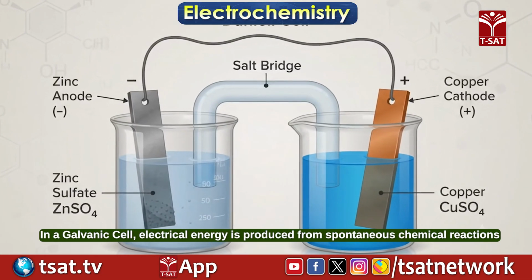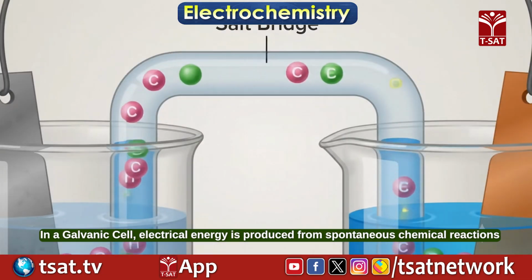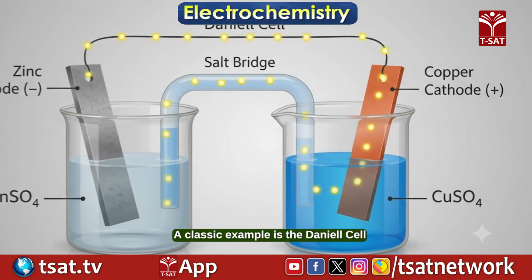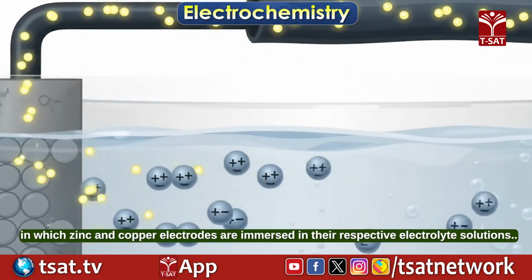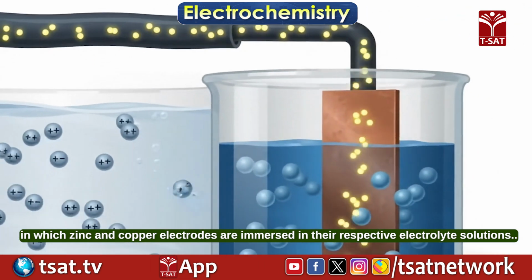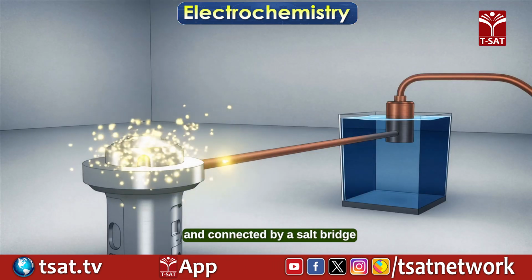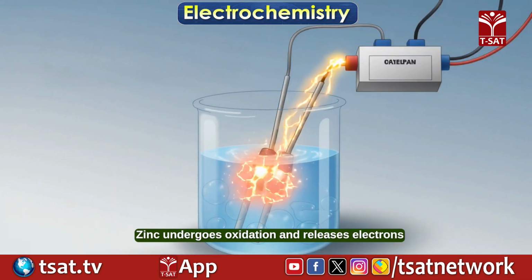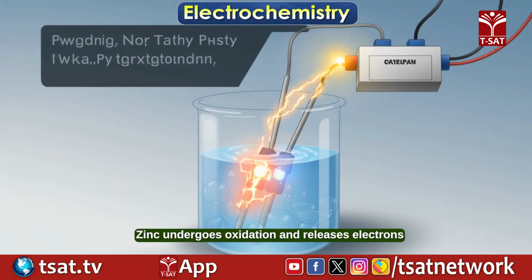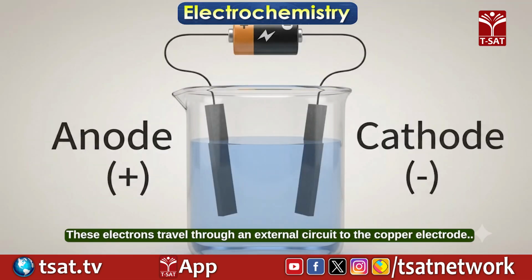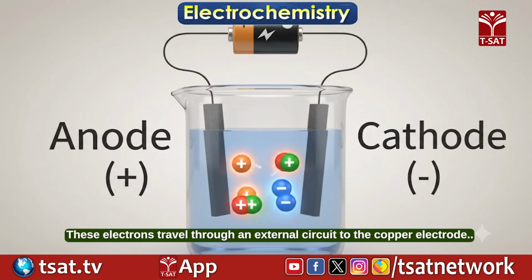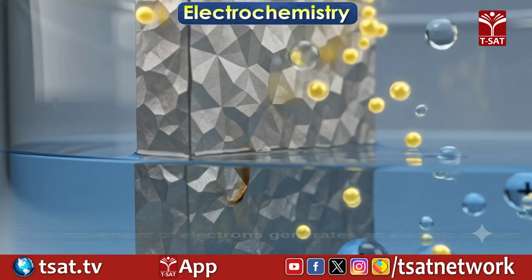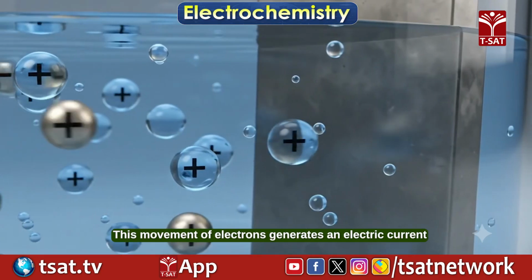In a galvanic cell, electrical energy is produced from spontaneous chemical reactions. A classic example is the Daniell cell, in which zinc and copper electrodes are immersed in their respective electrolyte solutions and connected by a salt bridge. Zinc undergoes oxidation and releases electrons. These electrons travel through an external circuit to the copper electrode, where copper ions gain the electrons through reduction. This movement of electrons generates an electric current.